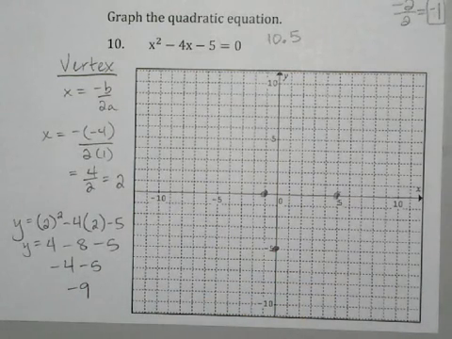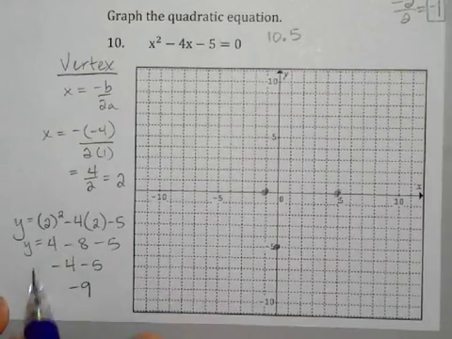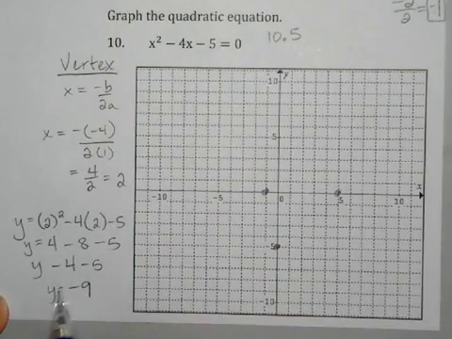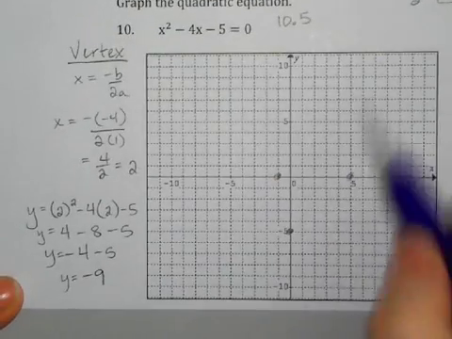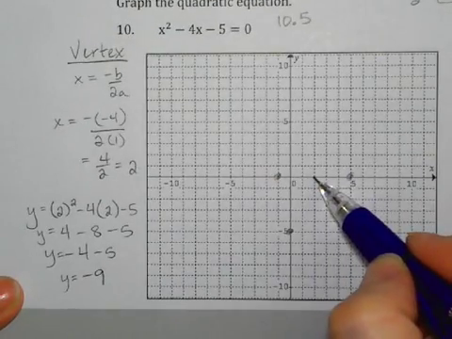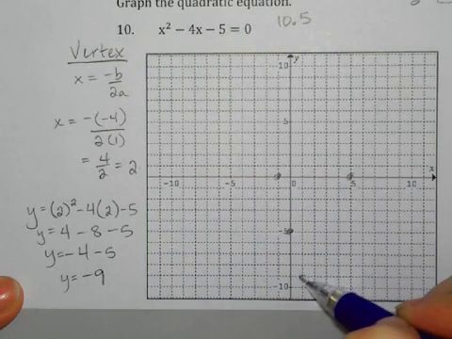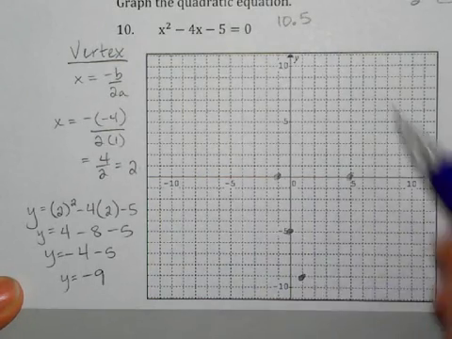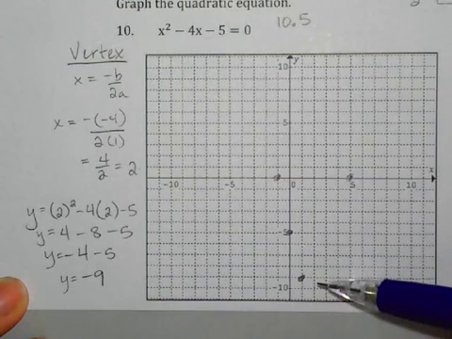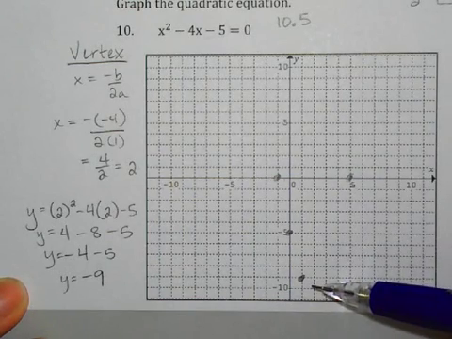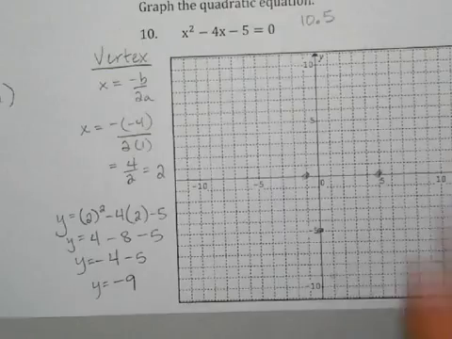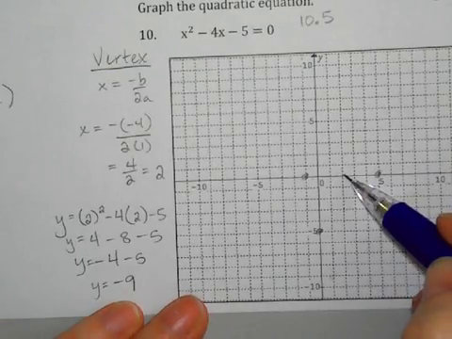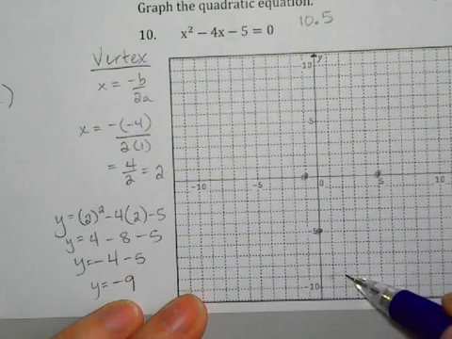Okay. So that negative 9 is your y. So your vertex is 2, negative 9. So we go over 2 and down 9. Oh, that's at 1, 9. That's why that doesn't look right. 2 and then down 9.